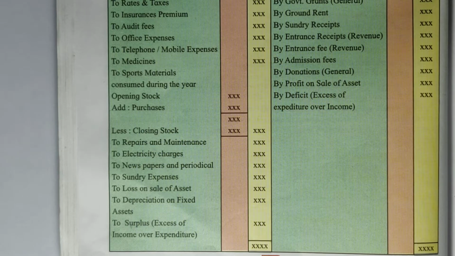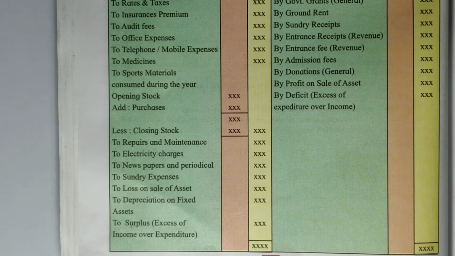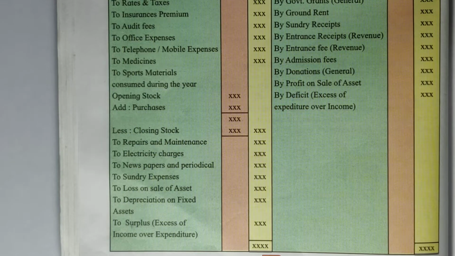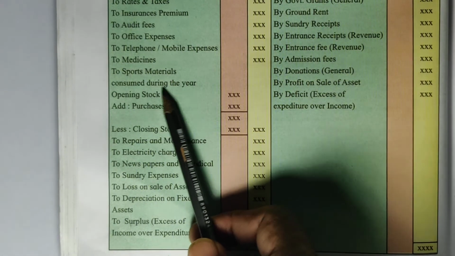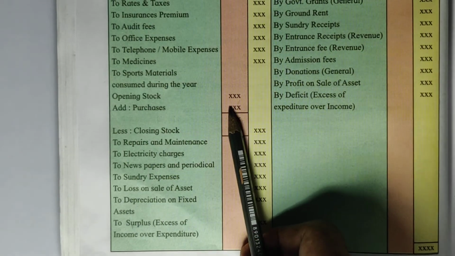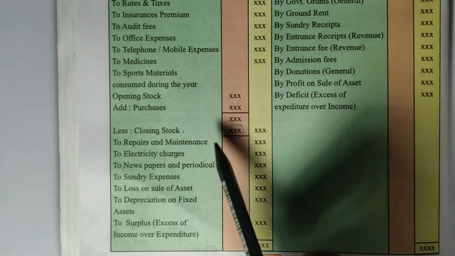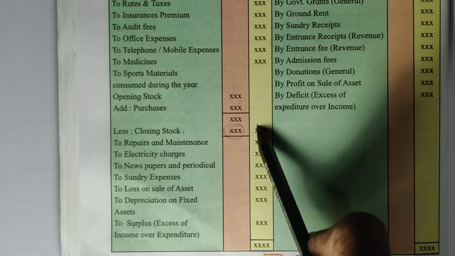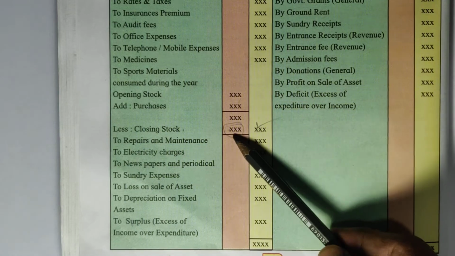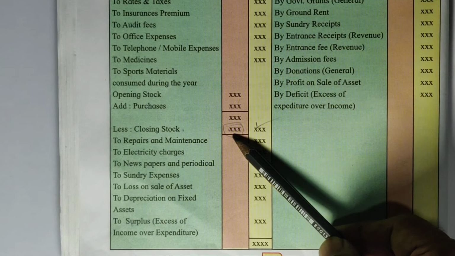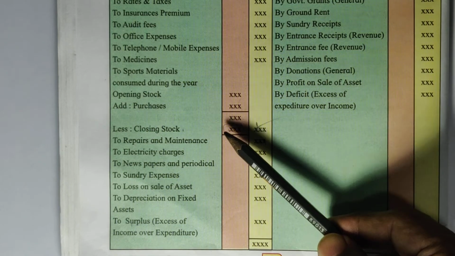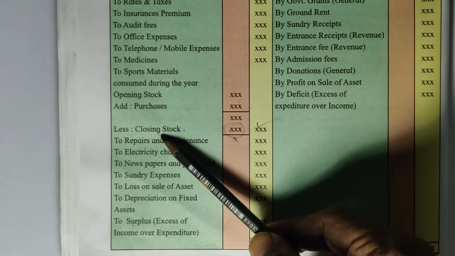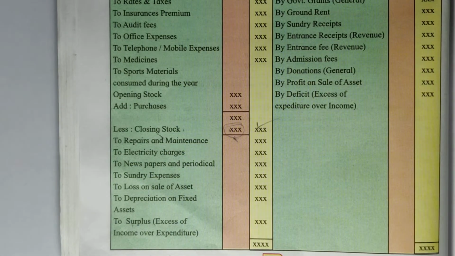telephone or mobile expenses, medicines, sports material consumed during the year. Here opening stock and additional purchase is given. So last year's closing stock you have to use in the current year. Therefore it is recorded as material consumed: opening, add purchase during the year, and the stock which is not used is deducted from this, and only the stock used in this particular year is recorded over here. This is the stock of any material, say sports material or stationery. These are to be recorded to balance sheet, as we are going to use this material in the next year.